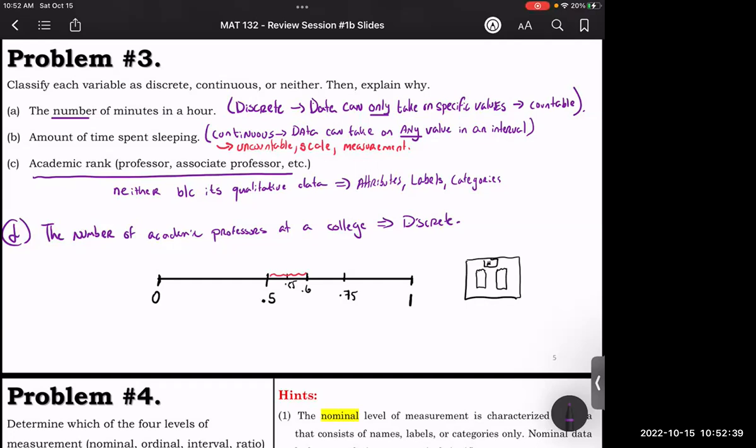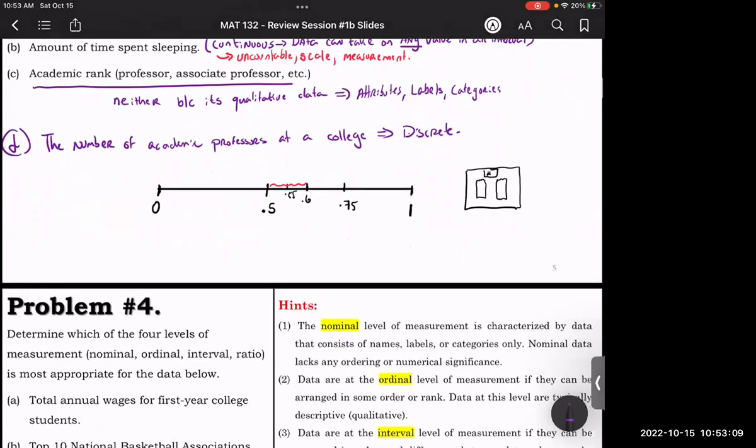Wait, so qualitative data can be continuous or discrete? Okay, quantitative data could be discrete or continuous. But qualitative, on the other hand, is specifically attributes, labels, or categories. For quantitative, you can either count it or measure it. Okay, so let's go on to problem number 4 now.